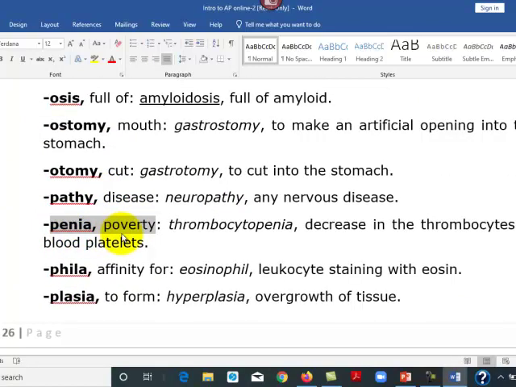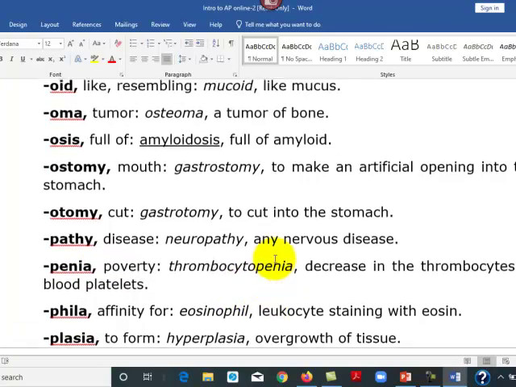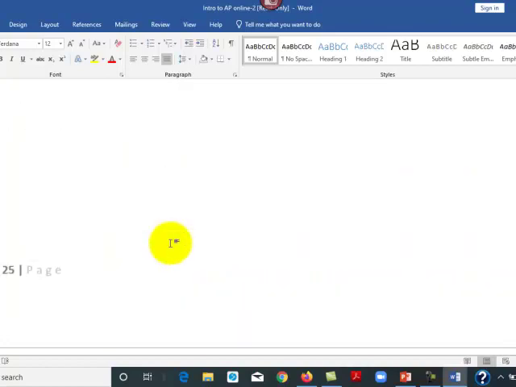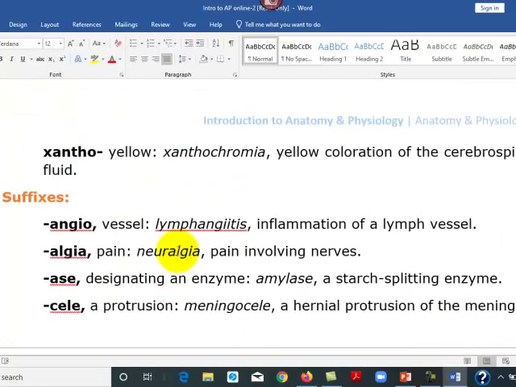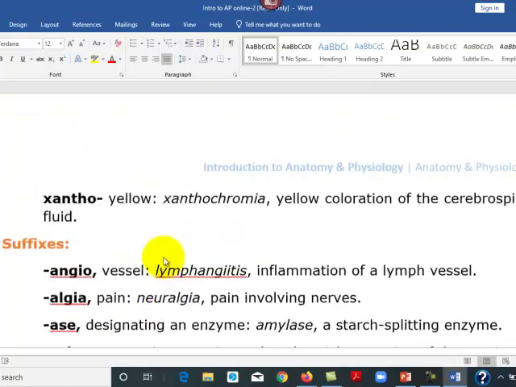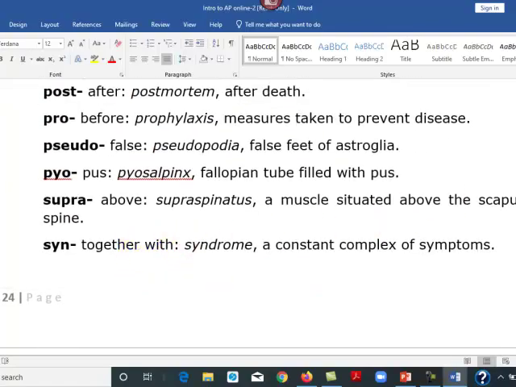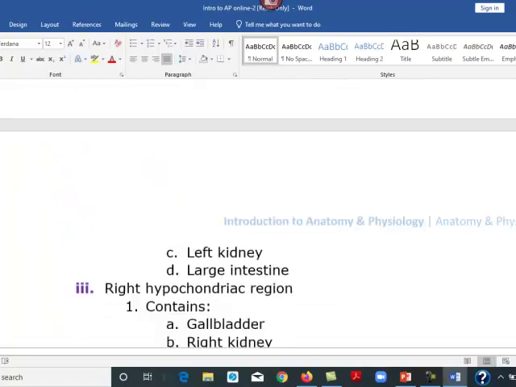Penia refers to poverty. Thrombocytopenia is not having enough platelets. So penia refers to poverty. You can have leukopenia, which is a low white blood cell count. But if you learn these, it really will help you throughout your studies and in the allied health field. Okay, guys, that's an introduction to anatomy and physiology.